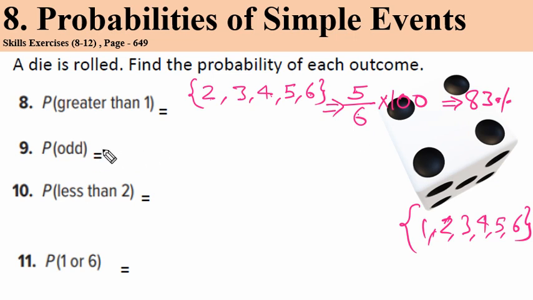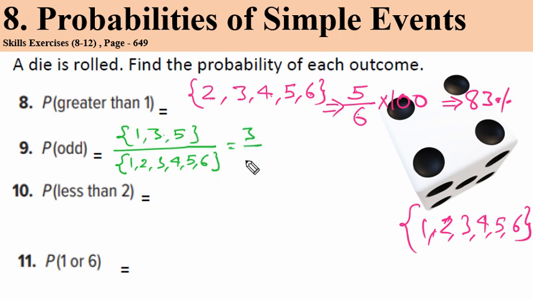Now odd numbers only. Now favorable is 1, 3, 5. These are the odd numbers which can come. What is the total sample space? 1, 2, 3, 4, 5, 6. So how many numbers? 1, 2, 3. How many total? 6. So 3 divided by 6 will give you 1 divided by 2. When you change it to percentage, you multiply with 100, so that will be equal to 50%.